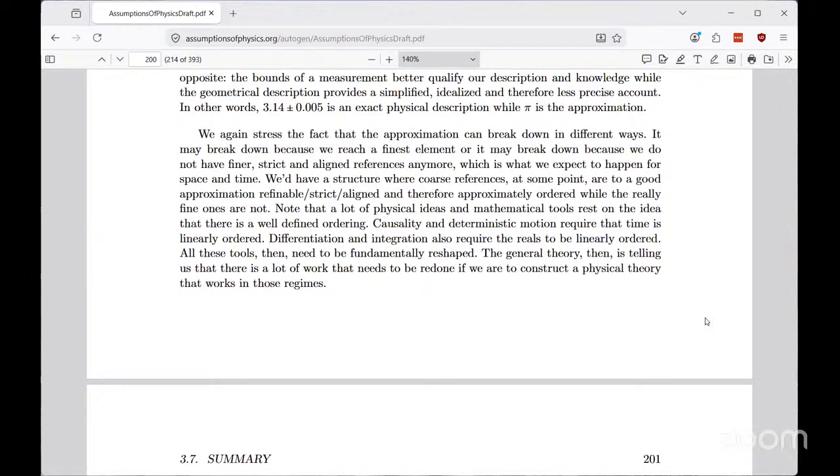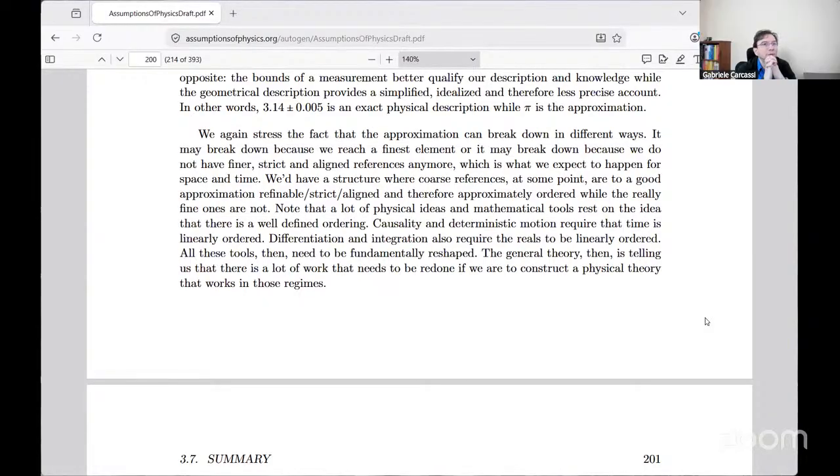We'd have a structure where coarse references at some point are, to a good approximation, refinable, strict, and aligned, and therefore approximately ordered, while the really fine ones are not. Note that a lot of physical ideas and mathematical tools rest on the idea that there is a well-defined ordering. Causality and deterministic motion require that time is linearly ordered. Differentiation and integration also require the reals to be linearly ordered. All these tools, then, need to be fundamentally reshaped. The general theory, then, is telling us that there is a lot of work that needs to be redone if we are to construct a physical theory that works in those regimes.